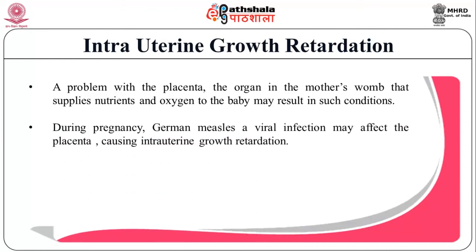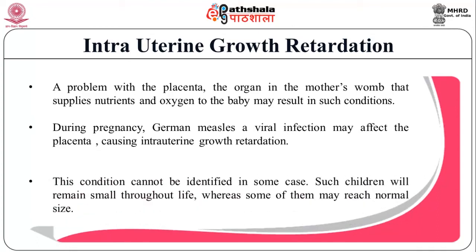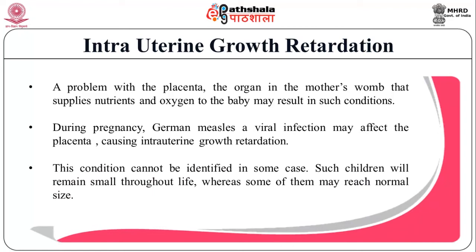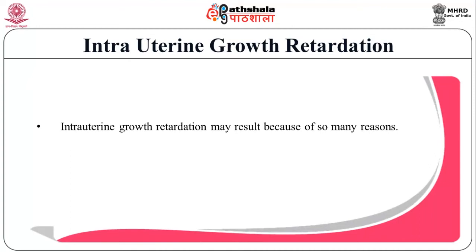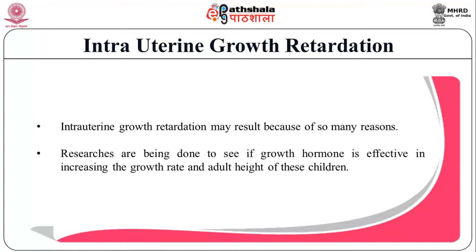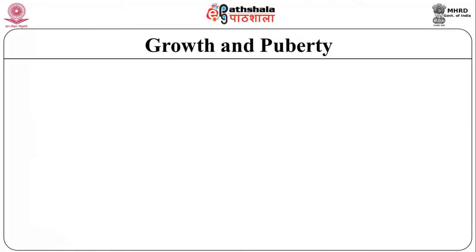During pregnancy, German measles, a viral infection, may affect the placenta, causing intrauterine growth retardation. This condition cannot be identified in some cases. Such children will remain small throughout life, whereas some of them may reach normal size. Intrauterine growth retardation may result from many reasons. Research is being done to see if growth hormone is effective in increasing the growth rate and adult height of these children.